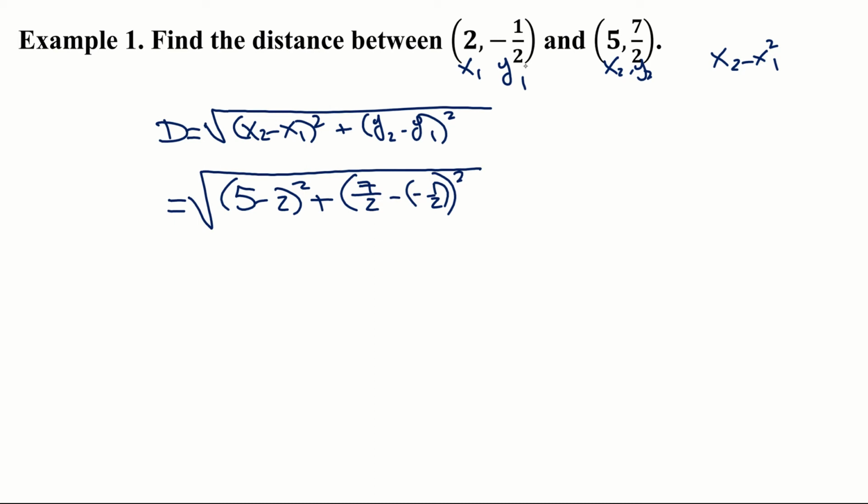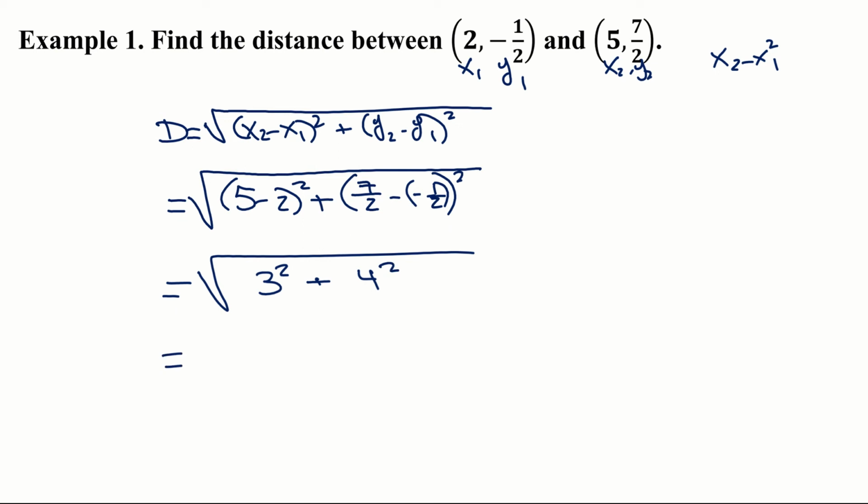All right, so now we have the square root of 3 squared, right? 5 minus 2 is 3. And this becomes 7/2. Negative times negative is positive, so it's 7/2 plus 1/2. So that's 8/2, which is of course 4. So we get the square root of 3 squared plus 4 squared.